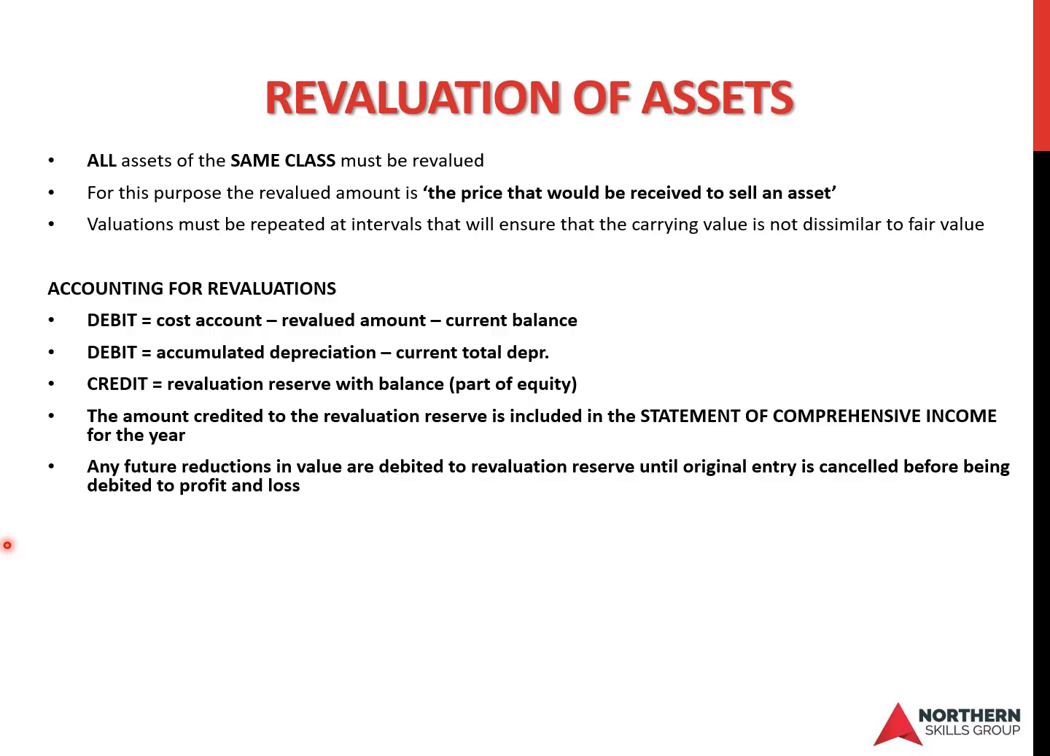If there are future reductions in value, if we carry out an impairment review and want to reduce the asset's value, then before we take any reduction to the profit and loss account, we first of all eliminate the balance on the revaluation reserve relating to that specific asset, if there is any.